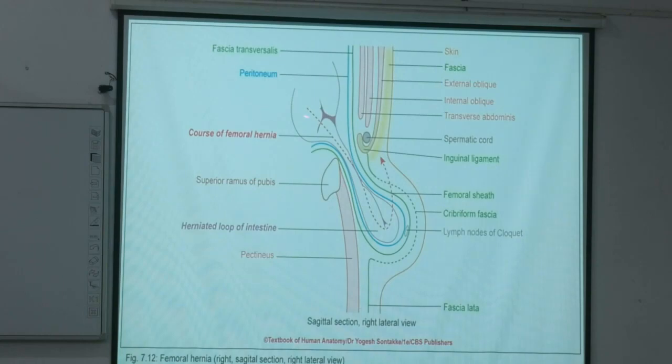See here the herniation through the femoral canal. These are the outer coverings. Outermost will be the skin, then here is the cribriform fossa of the femoral ring. Then here is the femoral sheath, and this is the peritoneum. The blue one is the peritoneum covering the gut loop, the intestine. So these are the coverings and contents of the femoral hernia.